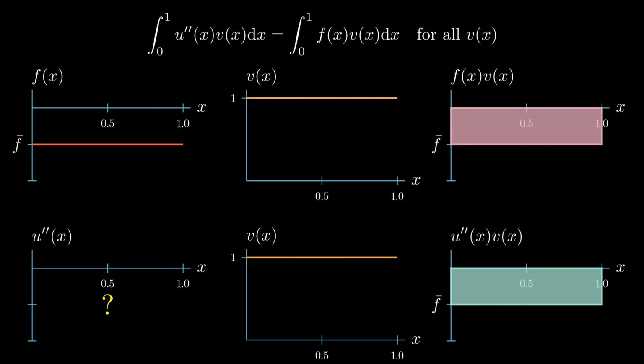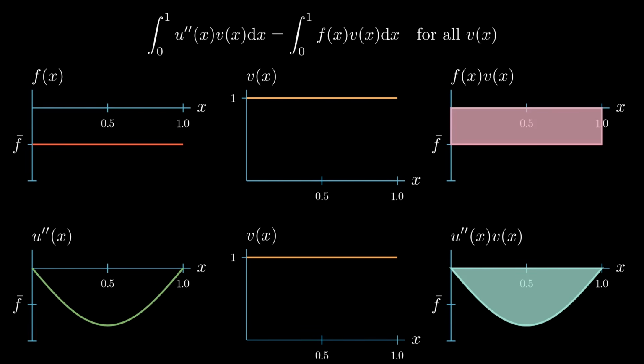Knowing that the integral of u double prime times v must be equal to the integral of f times v, what does this tell us about u double prime? In this particular example, we have chosen a test function that is constantly 1. This means that u double prime is equal to u double prime times v. But we can see that choosing the test function as constant does not provide us much information about how u double prime looks like. U double prime can take any shape as long as the integral of u double prime times v is equal to the integral of f times v.